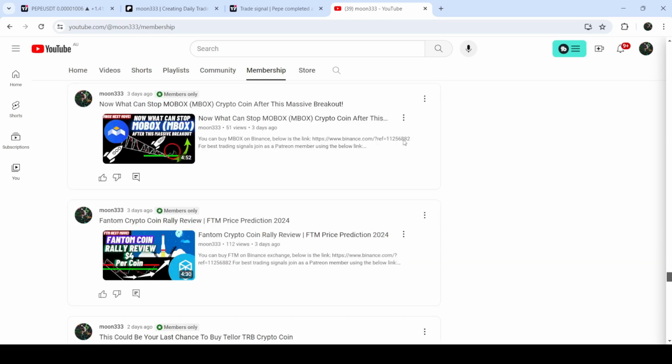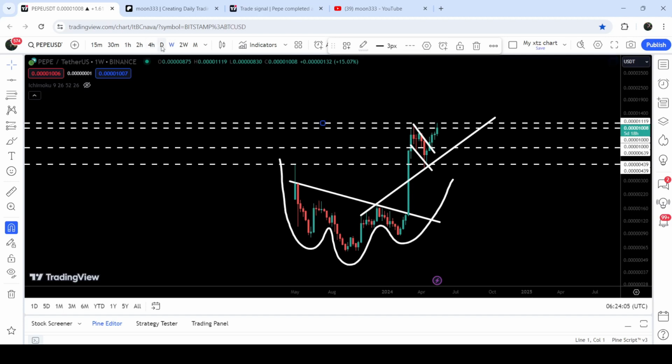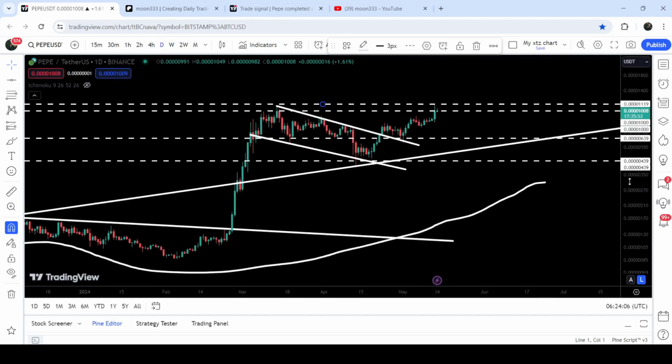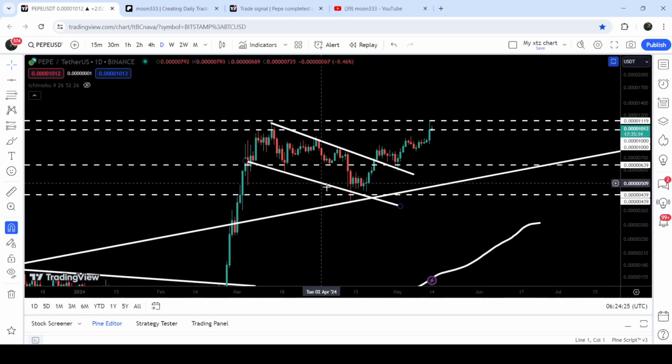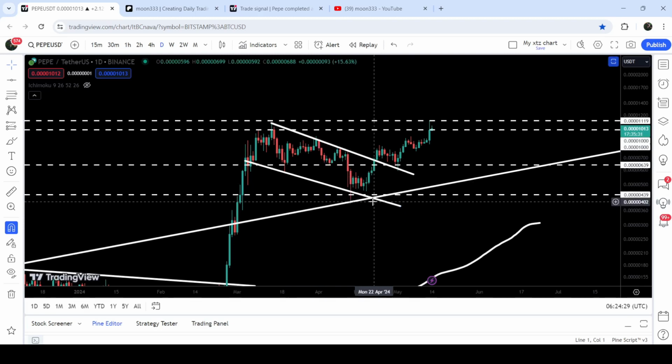Now let me take you to the live chart of PEPE, and first of all let me show you the daily time frame chart. And you can see that for the past several days, since after 5th of March 2024, it was moving inside this channel. And after testing this strong support here at $0.0000439, the price geared up. And it also tested this quite long-term support, uptrend line support as well.